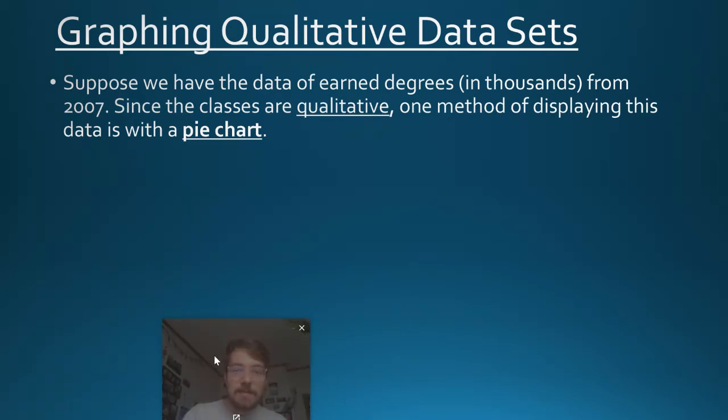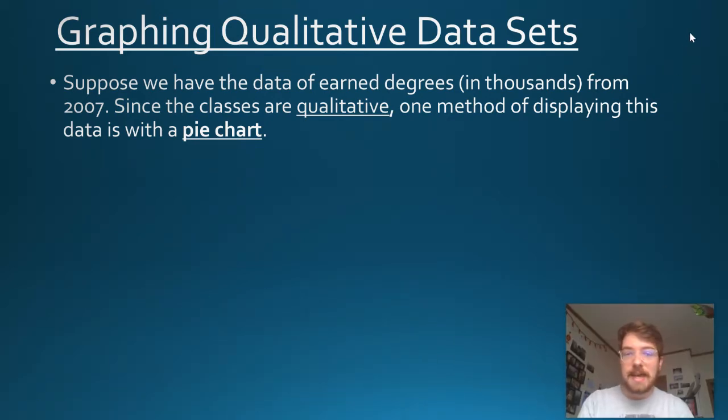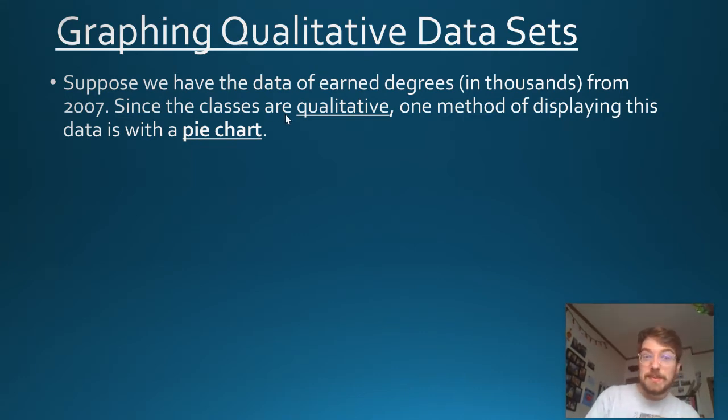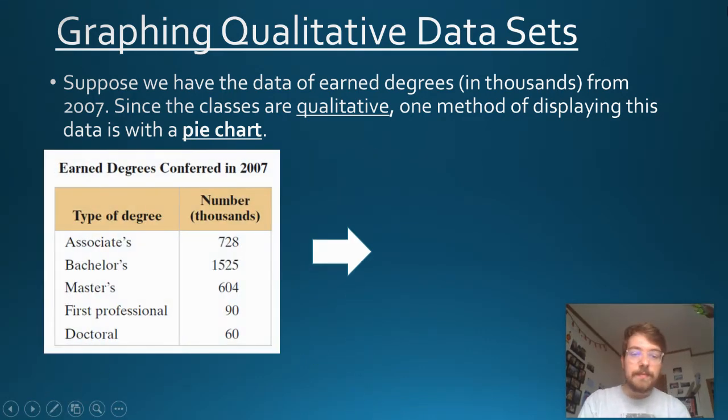Next thing, if I am graphing qualitative data sets, so if you've got a bunch of labels, this is going to be one of the better ways to do it. So suppose I've got data of earned degrees in thousands from 2007. Since the classes are qualitative, one method of displaying it is going to be with a pie chart. So first off, here's my data. I know what you're going to be thinking, Mr. Cecil, these are clearly numbers. Is that not quantitative data?